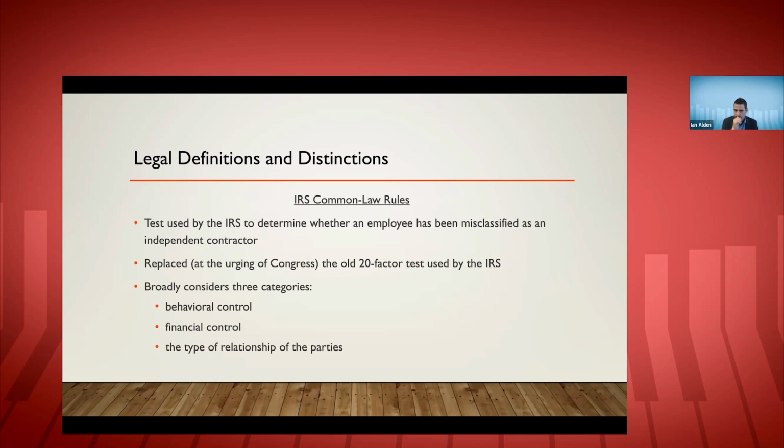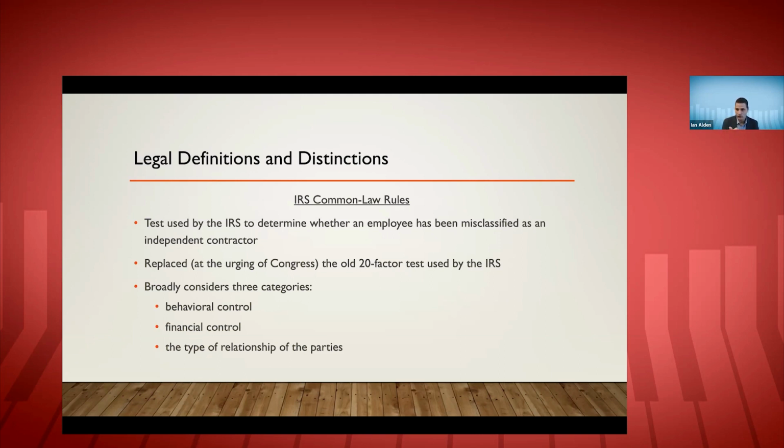It's 11 factors built into 3 categories. It replaced an old 20-factor test that Congress begged the IRS to change. I mean, basically begged at the pointy end of a bayonet, saying, if you don't change this test, we're going to pass legislation and make you do it. So they whittled it down to 3 categories, which might seem familiar to you.